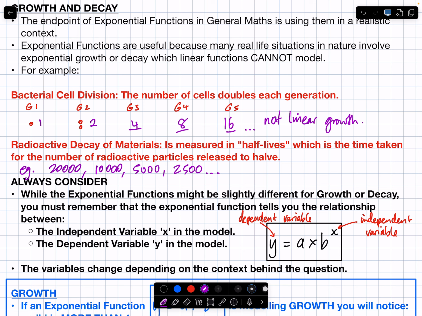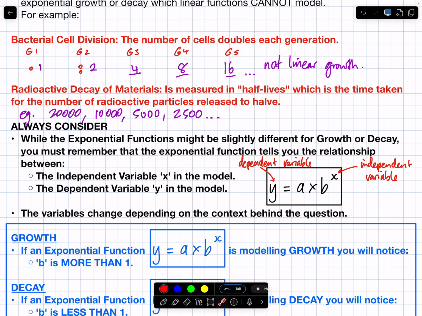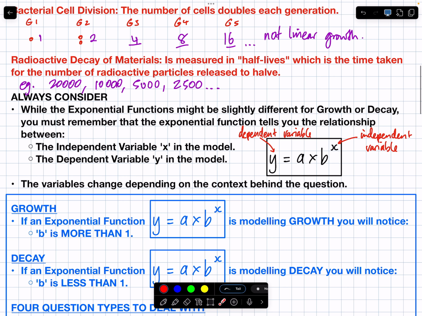And one thing you need to consider always is that while the exponential functions might be slightly different for growth or decay, you're always talking about the independent and dependent variable. We talked about the dependent and independent variable right in the first lesson of this. So the independent variable is the one that causes change in the other. The dependent variable is the one that just changes because of the independent. So in our case, for our model, y represents the dependent variable, and that power x is the independent variable.